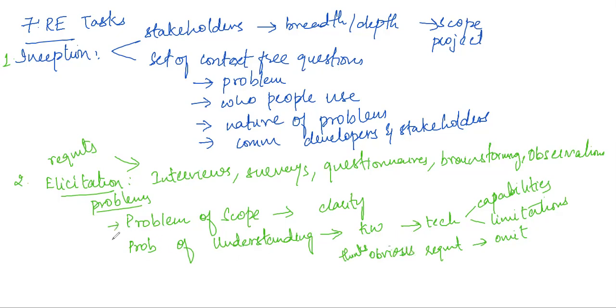Then the third problem was the problem of volatility. That is when your requirements are changing from time to time.